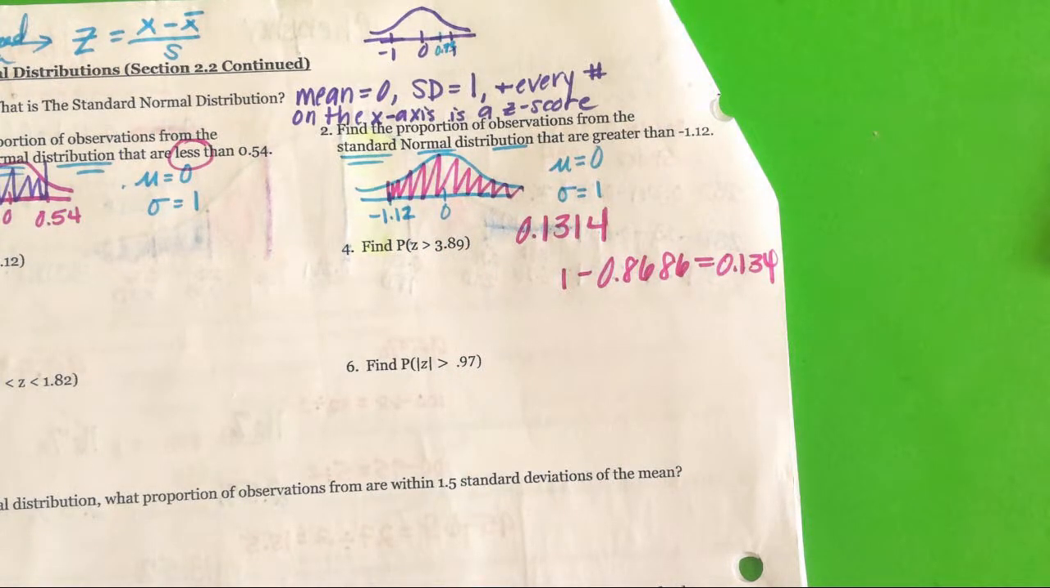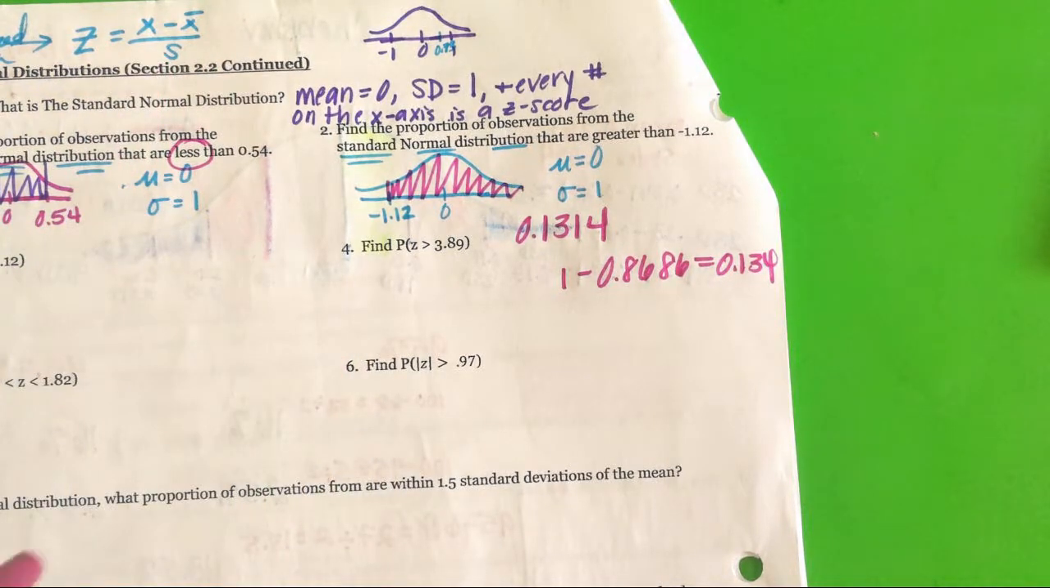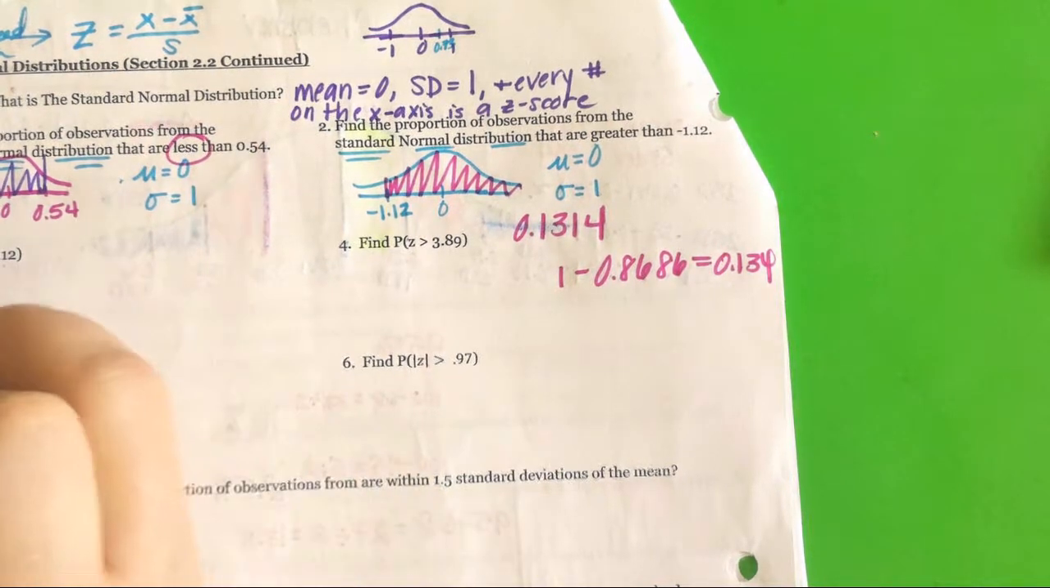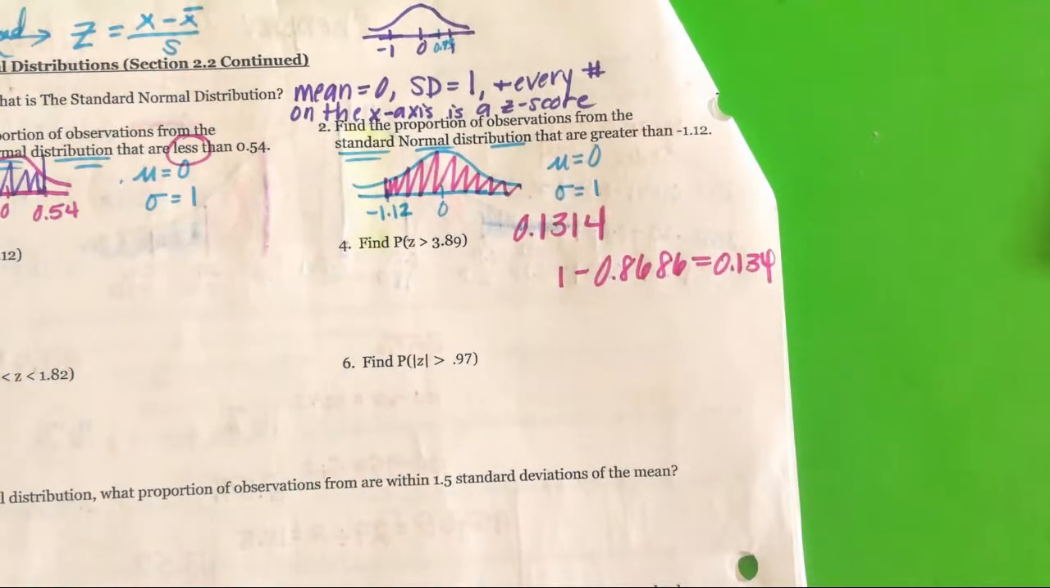Okay, say words. How do you calculate a z-score? We take X minus X bar? Yes. But that sheet just makes it so we don't have to do that. If it says the words standard normal distribution, then they've already normalized. They've already turned it into z-scores for you.